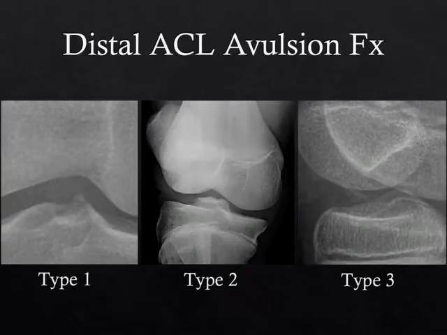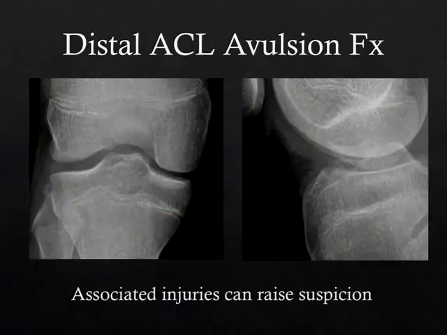When the displacement is not too great, they can try conservative casting. These kids, they use axial compression to try and push the fragment back into place and then cast them in position with axial compression. But the majority of these patients, since this is an intra-articular fracture, will get an MRI at our institution. They can be very subtle on radiographs.